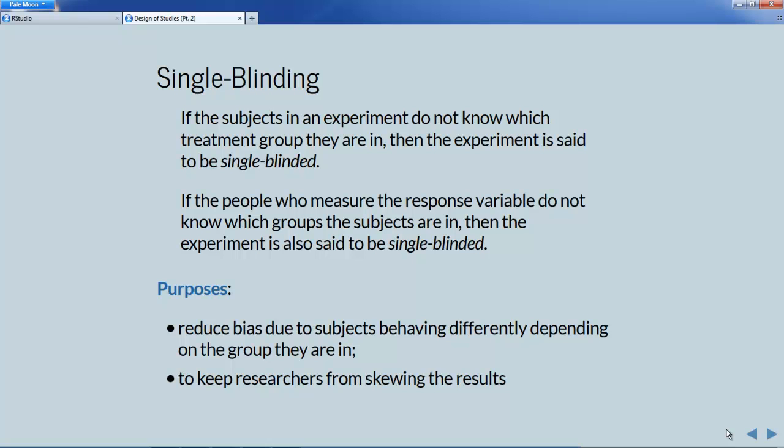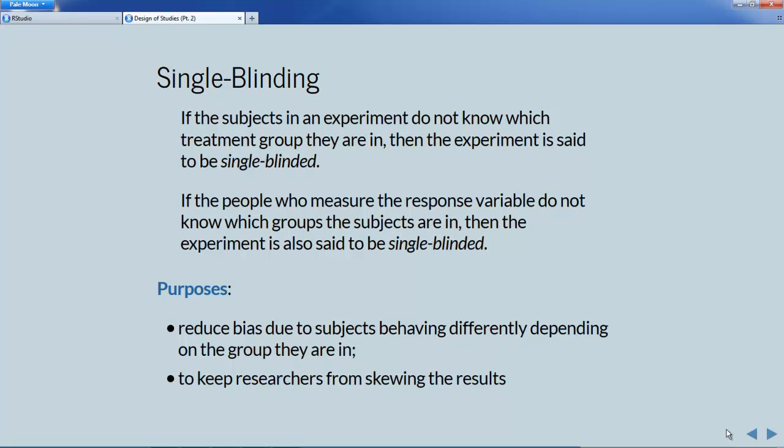Now, on the researcher side, why do we want to blind people who measure the response variable? Well, quite often the people who measure the response variable are people who have some vested interest in how the experiment is going to come out. Maybe they really, really want the new treatment to succeed.